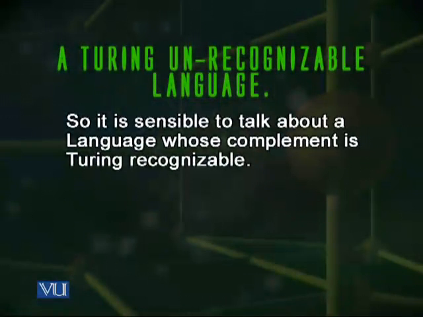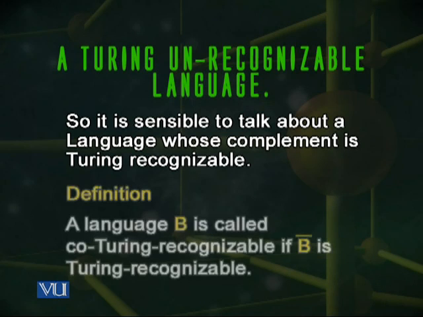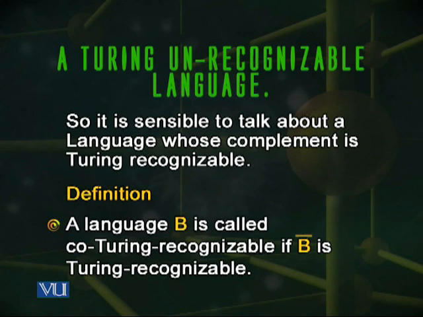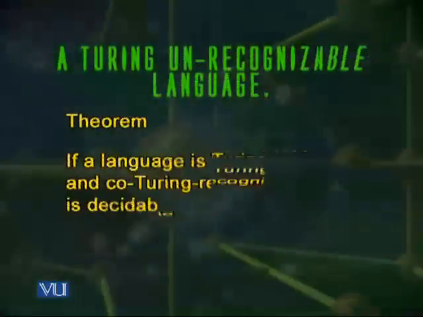Since Turing recognizable languages are not closed under complementation, it is sensible to talk about a language whose complement is Turing recognizable. Therefore, we make the following definition. A language B is called co-Turing recognizable if B complement is Turing recognizable. So we call a language B co-Turing recognizable if its complement is Turing recognizable. Now what we are going to do is relate Turing recognizable and co-Turing recognizable with our previous concept of decidability. We want to prove the following theorem.